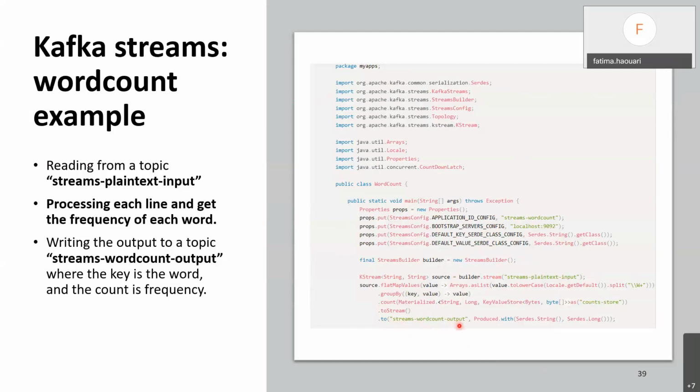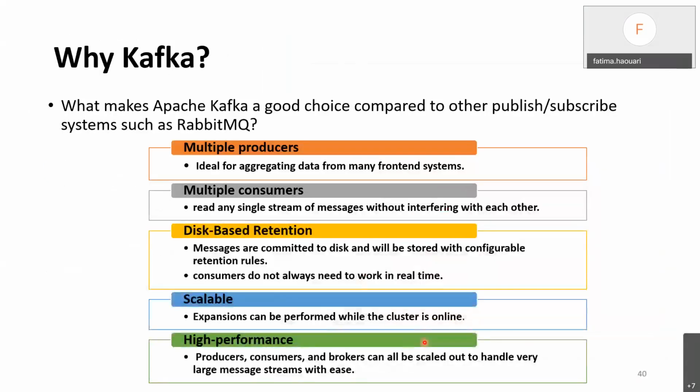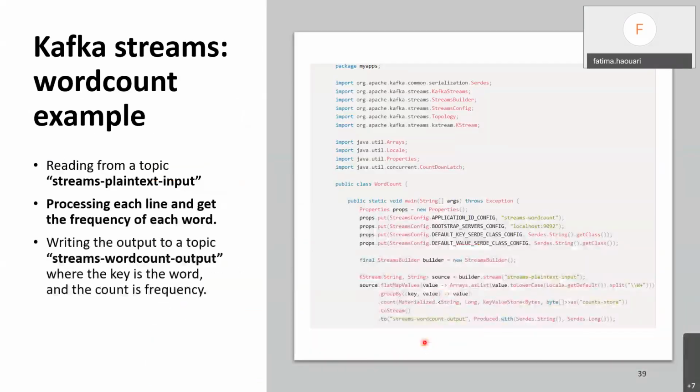So now just think of it that we are here writing to a topic, so any other consumer or another Kafka Streams application can read or consume from this topic and do further processing using the data available here. So now we are done with the programming interface.